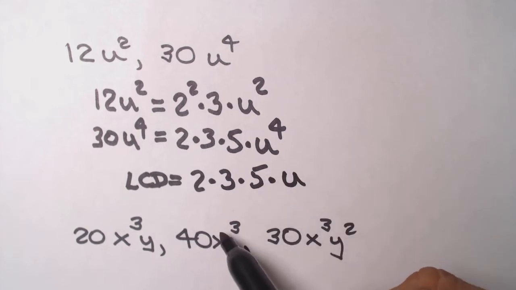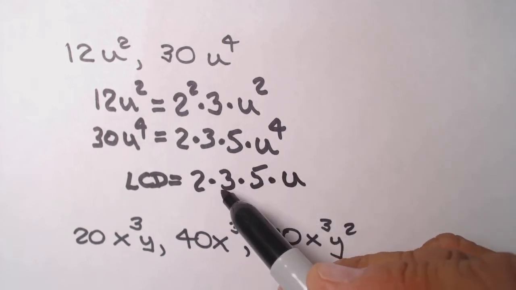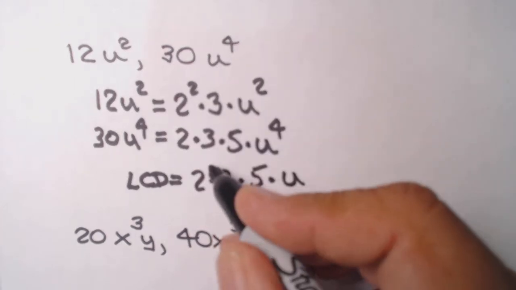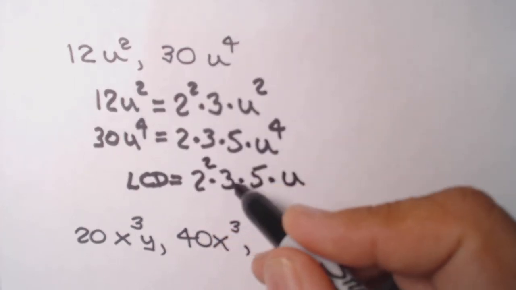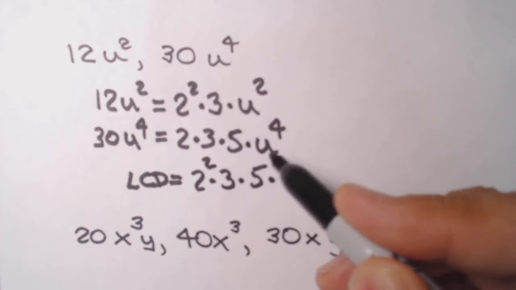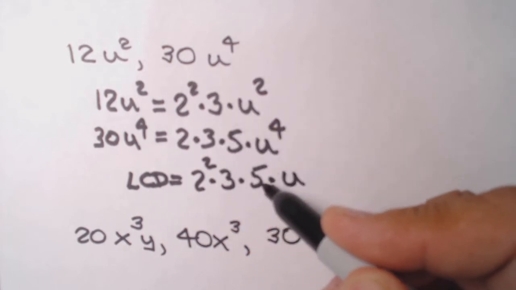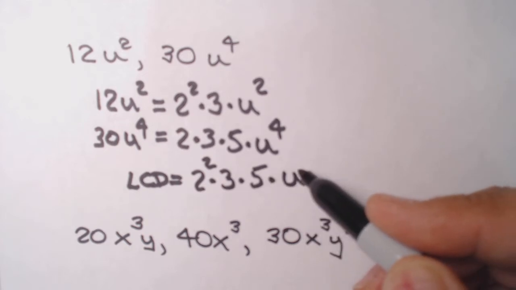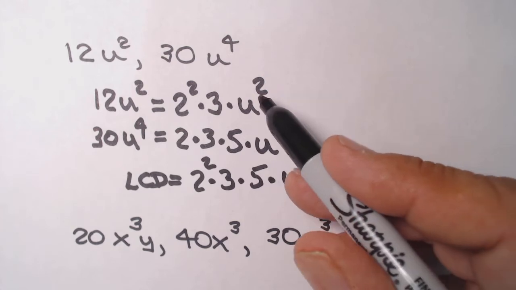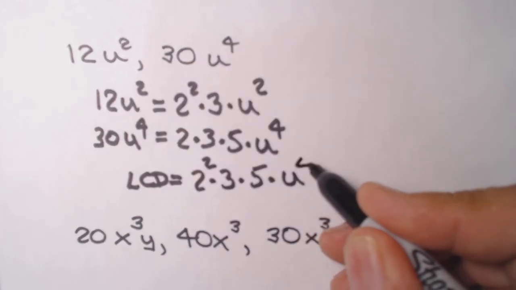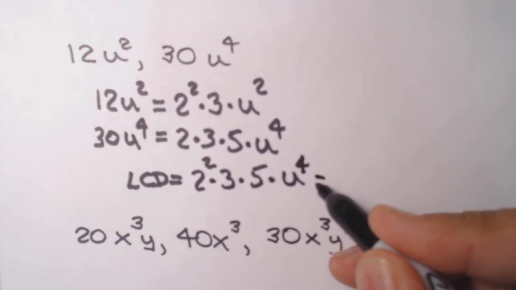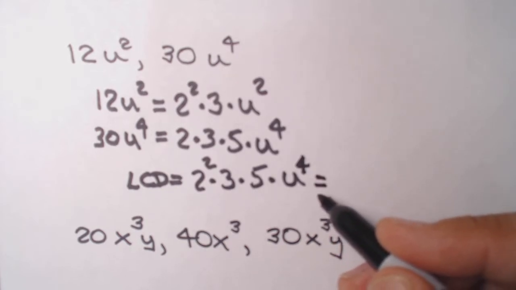Now you go back and take the highest power that you see for each of these bases. Well, 2, the highest is squared. 3, both are to the 1st, so I can just leave it as a 3. 5 is to the 1st, so I just leave it as a 5. But now the u's here, I've got 4 here and 2 there. The highest power, exponent, is 4. So here it is. Let's put this back together.